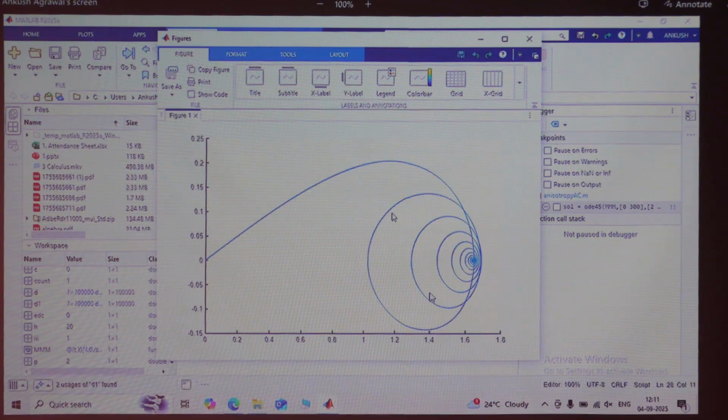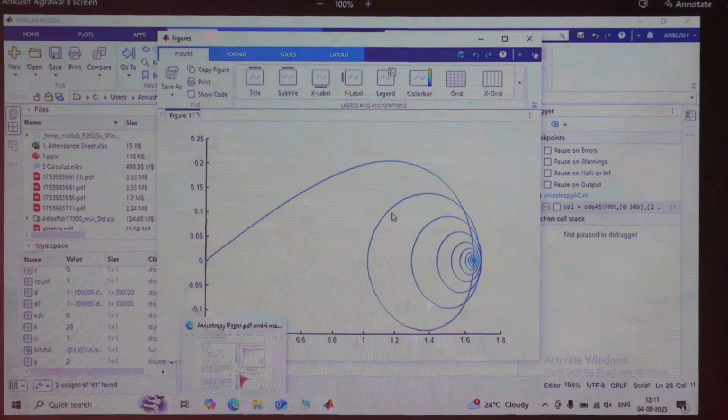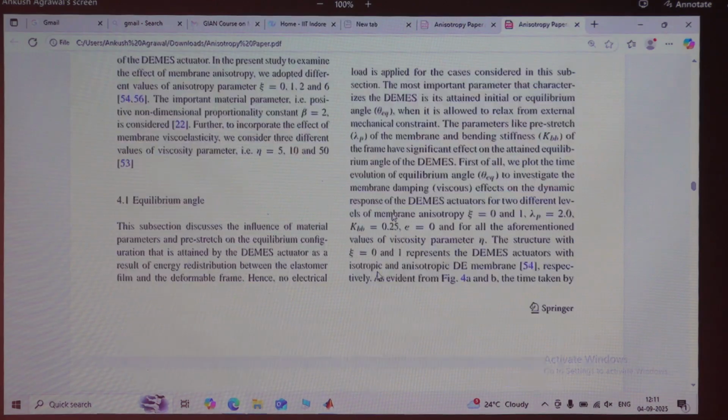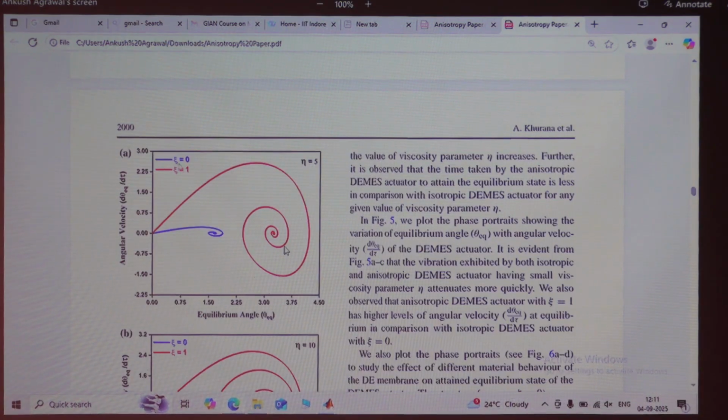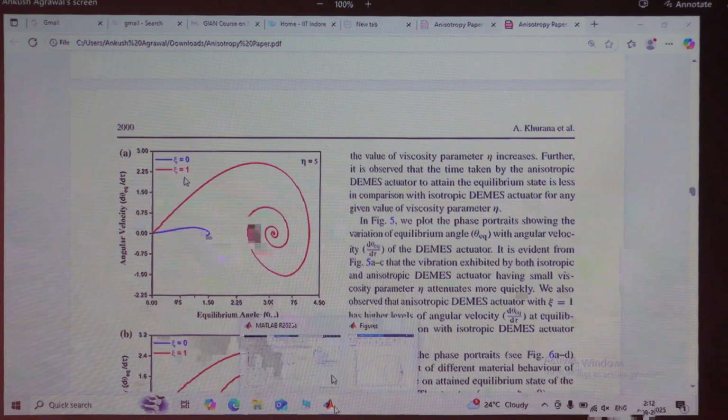You can find all these pictures with complete explanation in my paper. That is what we are writing, providing all the details. So xi 0, you put the phase portrait. If you put the values, Ankush, you can put the 1. So you can compare.